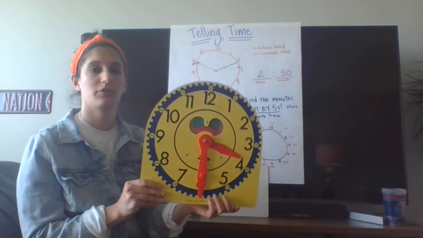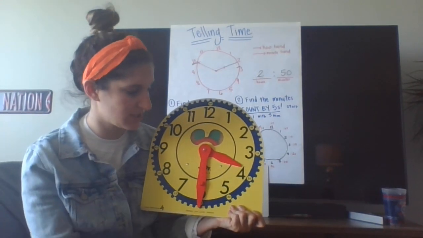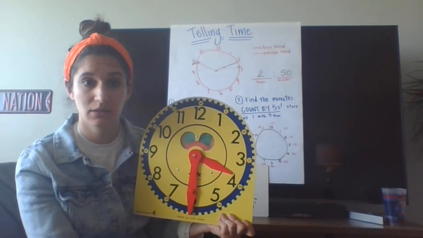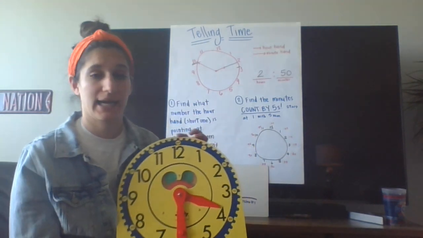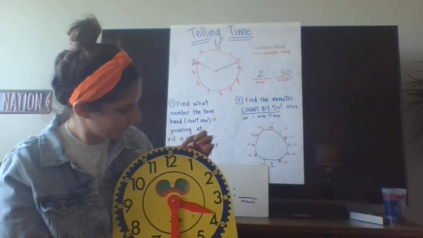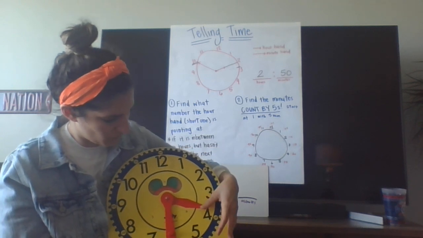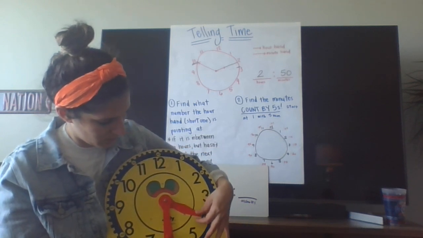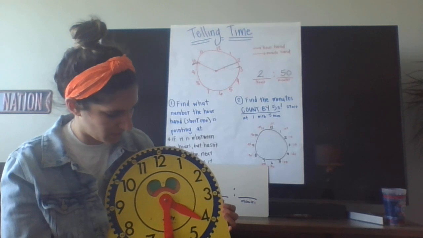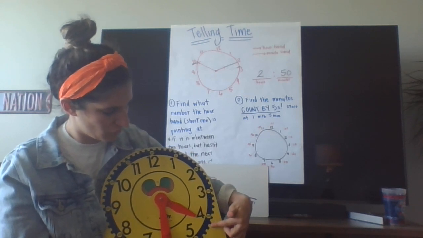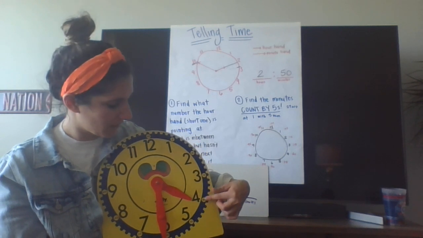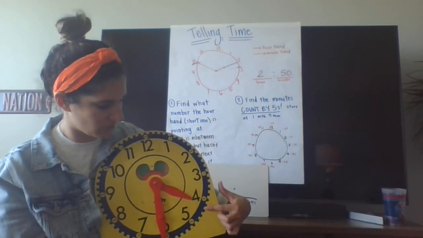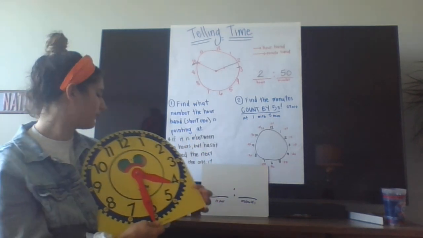All right. If we look at this clock, our first step is to look at the hour hand. Our hour hand is the short one, and we just look, where is it pointing? Oh, sorry, I moved it a little bit. Oh, okay, where is the hour hand pointing? Ooh, it's just past the 4. It's in between the 4 and 5, but hasn't reached the 5 yet. So our hour is 4.